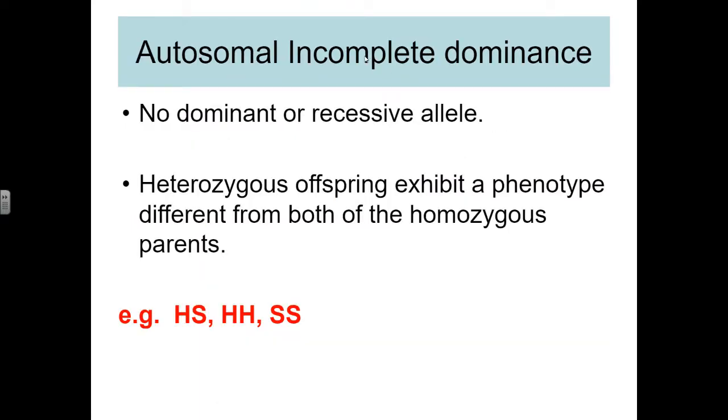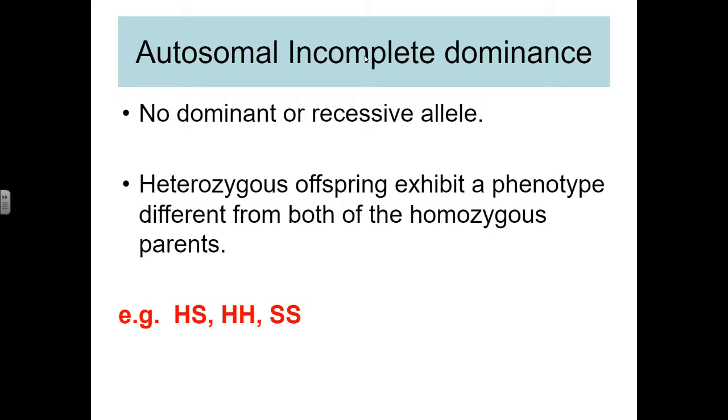Autosomal incomplete dominance is very interesting. It's using a non-human analogy. If you have a red flower, which is capital R, you mate it with a white flower, which is capital W. Their progeny will have a red allele and a white allele. Now, neither is dominant. You will get a pink flower. So that is an intermediate phenotype of the two parents.